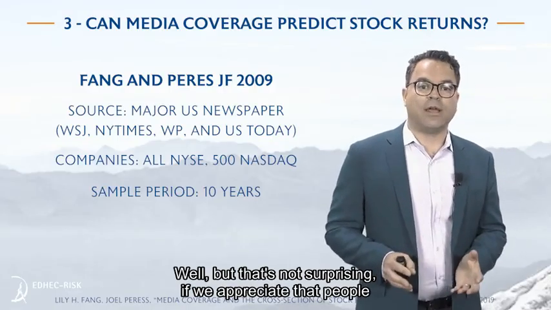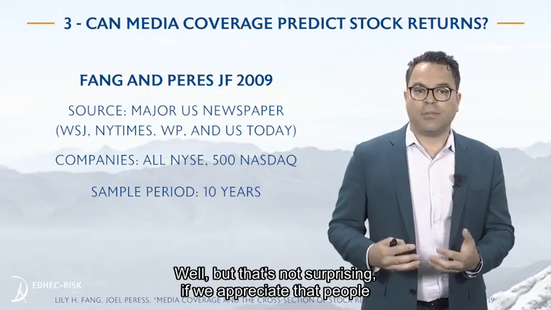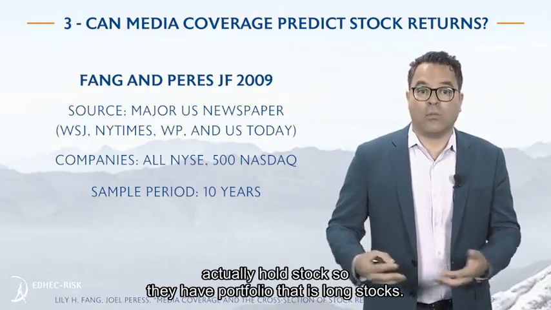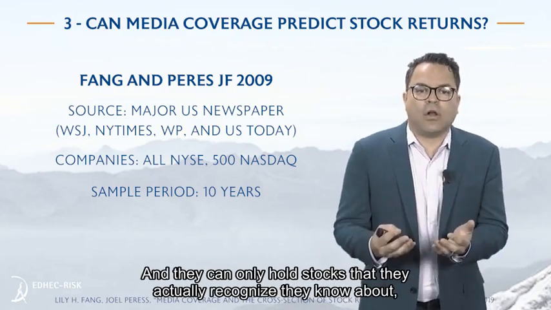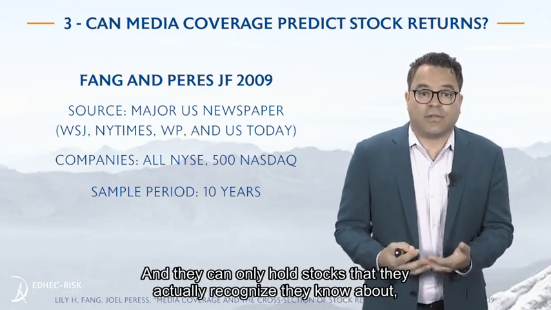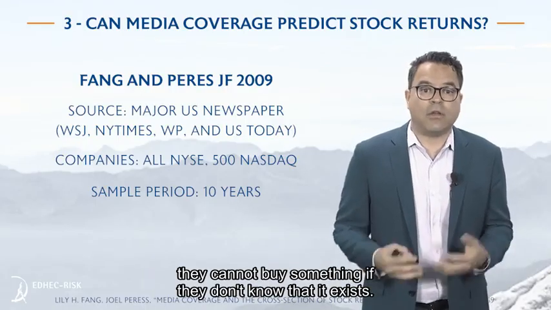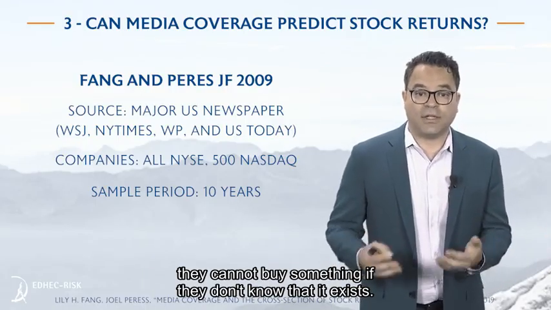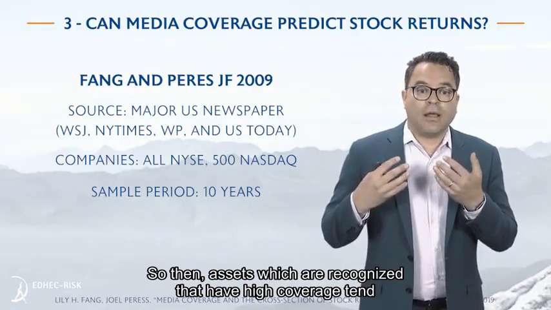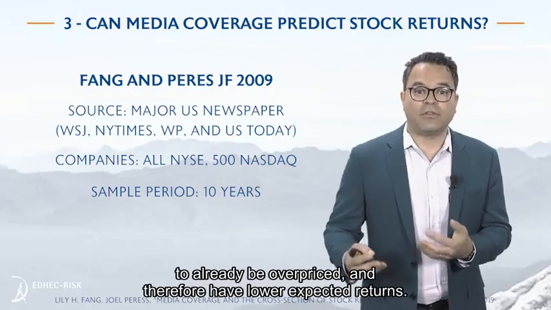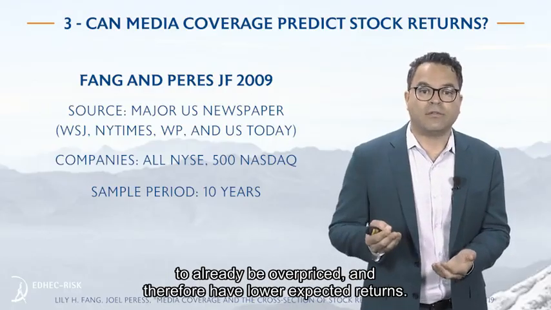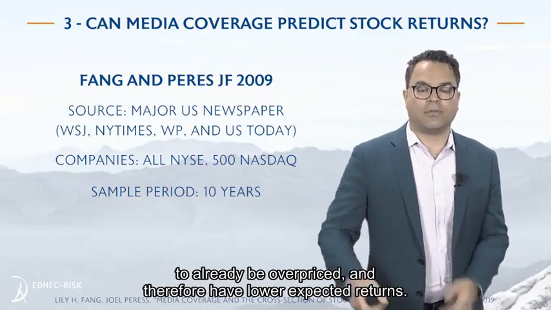Well, but that's not surprising. If we appreciate that people tend to hold stocks, so they have portfolios that are long stocks, and they can only hold stocks that they actually recognize, they know about. They cannot buy something if they don't know that it exists. So assets which are recognized, that have high coverage, tend to already be overpriced and therefore have lower expected returns.